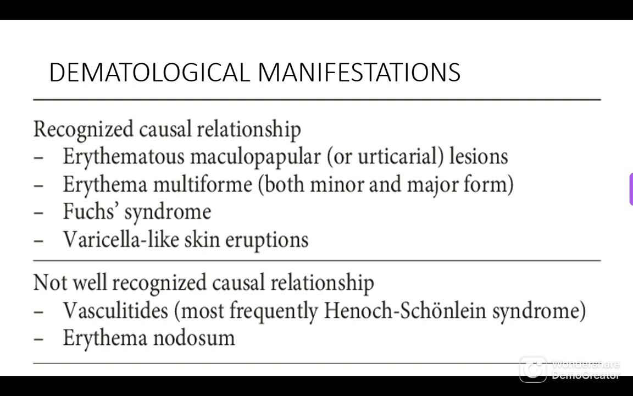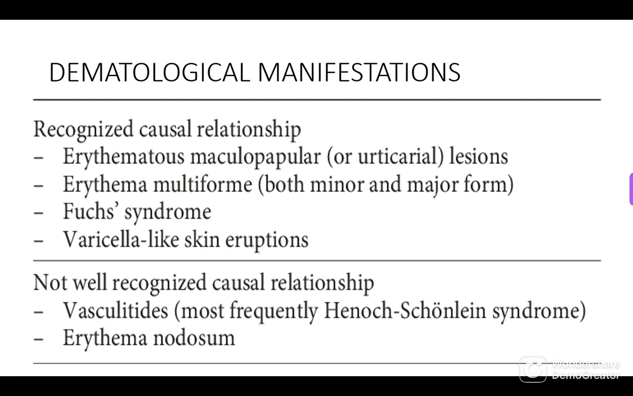The dermatological manifestations are two types. I already said that they are the peripheral stigma. The recognized causal relationship are the erythematous maculopapular or urticarial type of rashes and erythema multiforme. Both minor and the major form are seen. And Fox syndrome, which is a rare one, and varicella-like skin eruptions. Zoster type of skin eruptions.